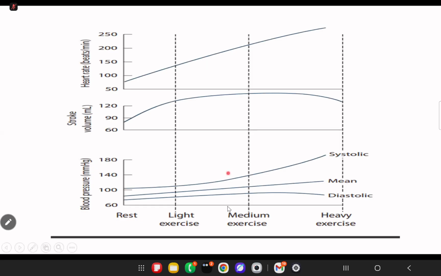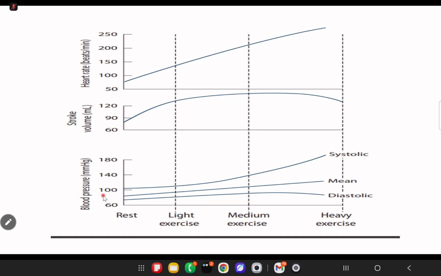So let us see a graphical interpretation. Okay, so this is the heart rate versus exercise. We can see the heart rate increases virtually linearly from rest to light exercise to medium exercise to heavy exercise. Stroke volume rapidly increases to light exercise, then increases a little bit more up to medium exercise, and then it virtually plateaus off. And actually, with heavy exercise and very high heart rates, it may start dropping down. It's because of reduced diastolic filling time.